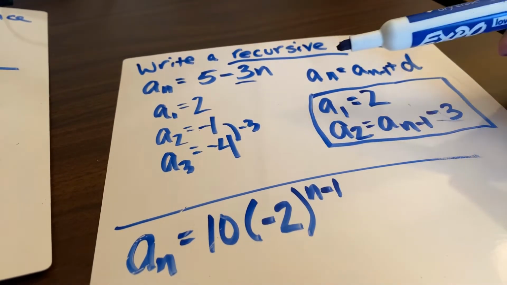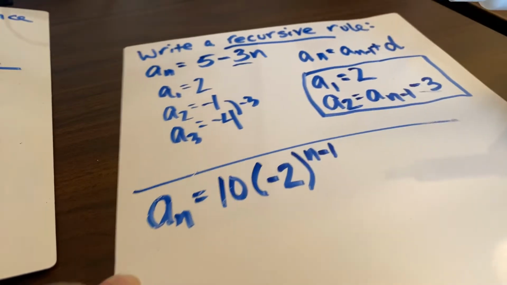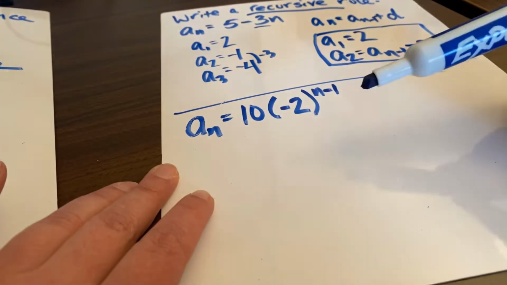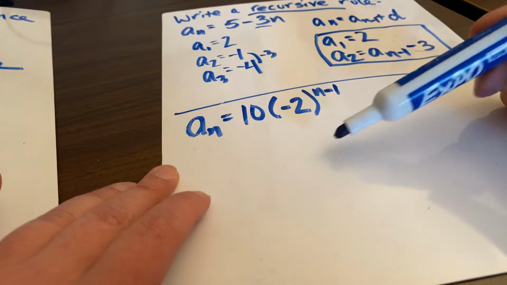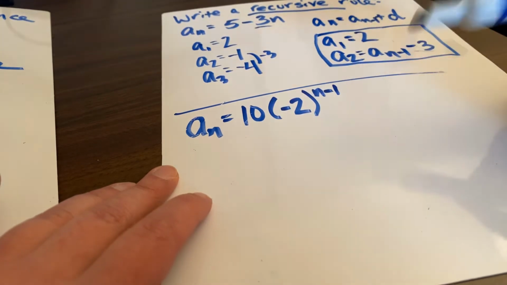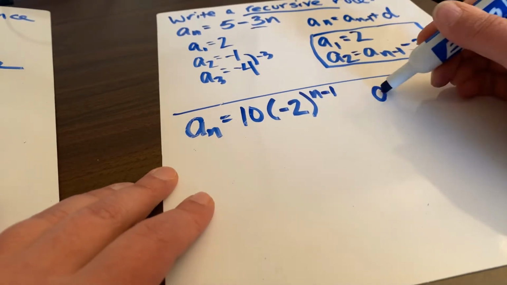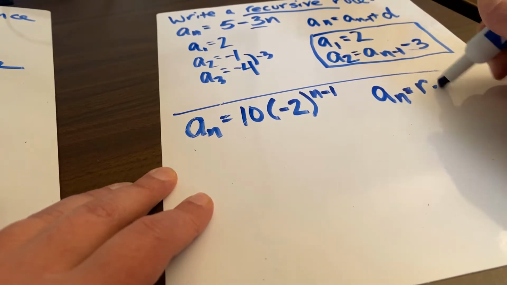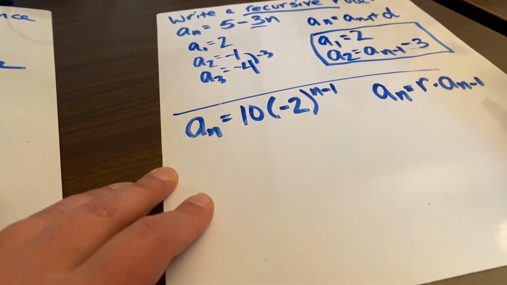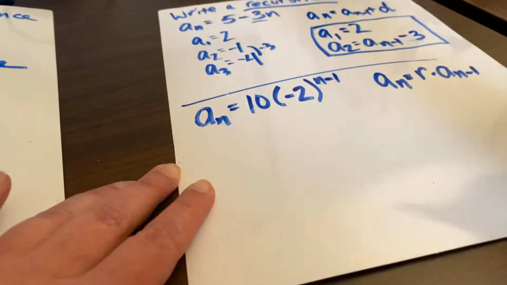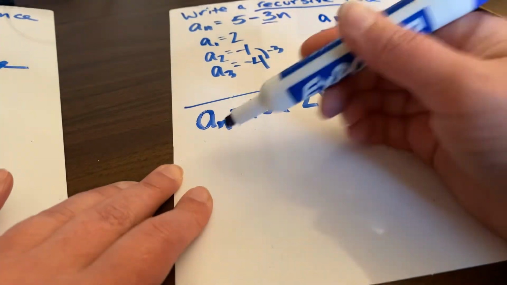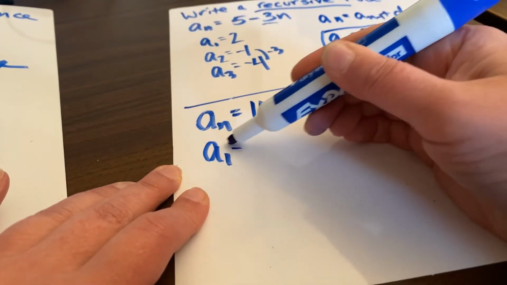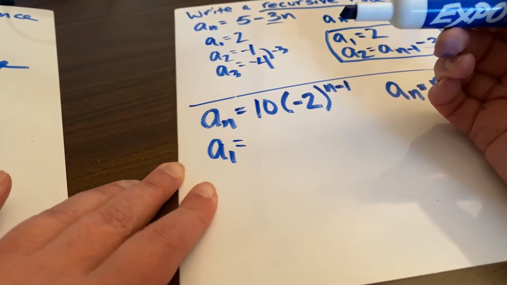Well, that was an arithmetic sequence. What about a geometric sequence? Like a sub n equals 10 times negative 2 to the n minus 1 power. Well, remember the formula. A sub n equals r times a sub n minus 1 for our recursive rule. Well, again, I want to write the first couple terms. It just helps me to visualize what's going on.